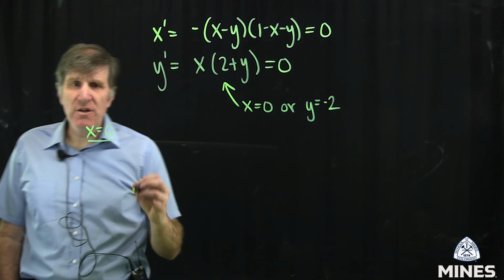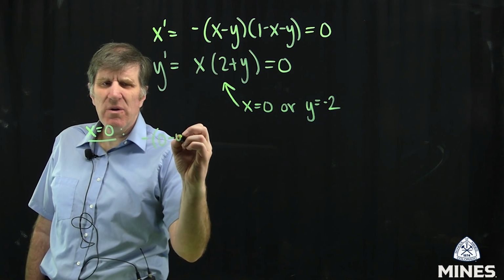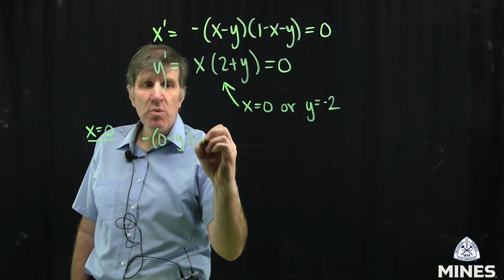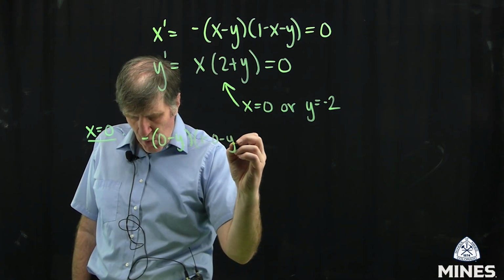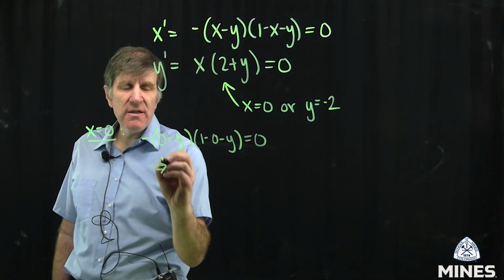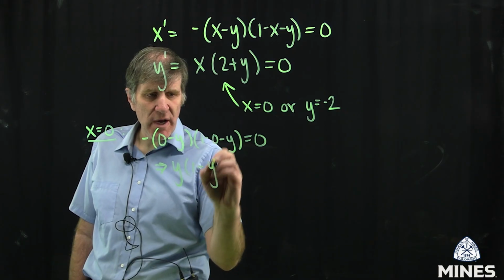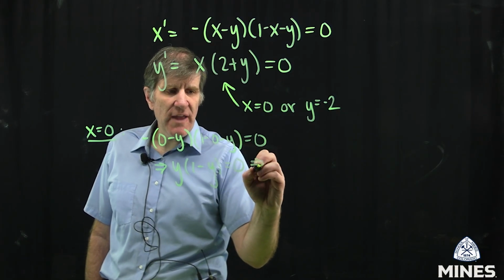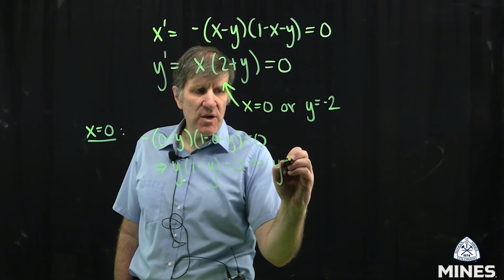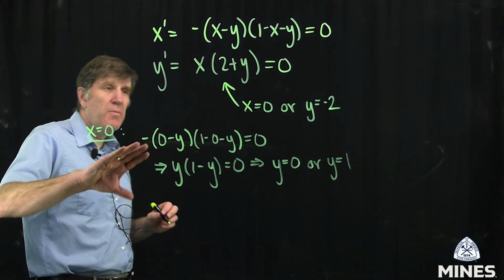So we plug that back into the first equation, and the first equation looks like -0 minus y times 1 minus 0 minus y. And we want that to be 0. So that looks like y times 1 minus y equals 0. And that means either y equals 0 or y equals 1. So those are the possibilities.